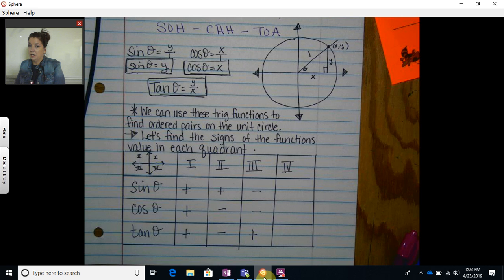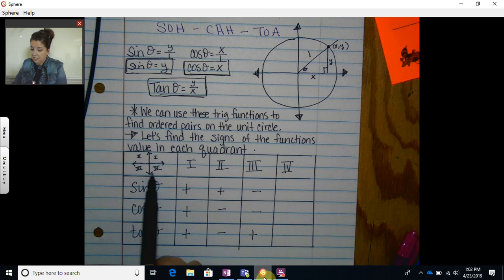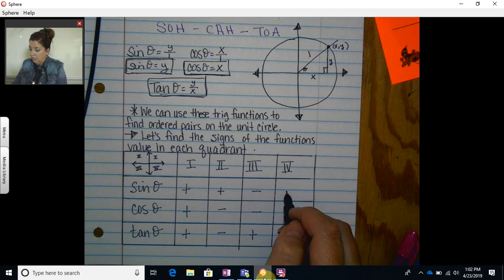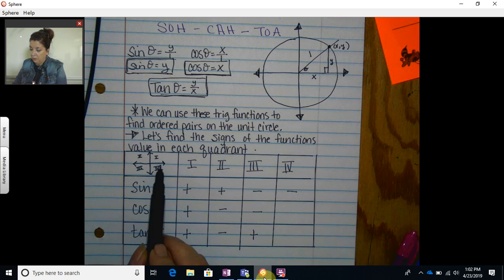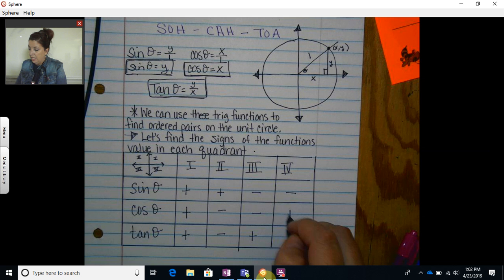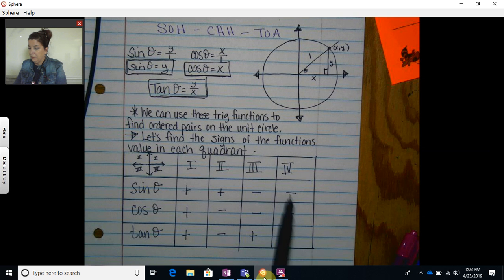So, the y values in this quadrant, are they positive or negative? Negative. Cosine of theta, the x values in quadrant 4, positive or negative? Positive. And tangent, y divided by x, that would be negative divided by positive, which is a negative. We cool with that? Okay.